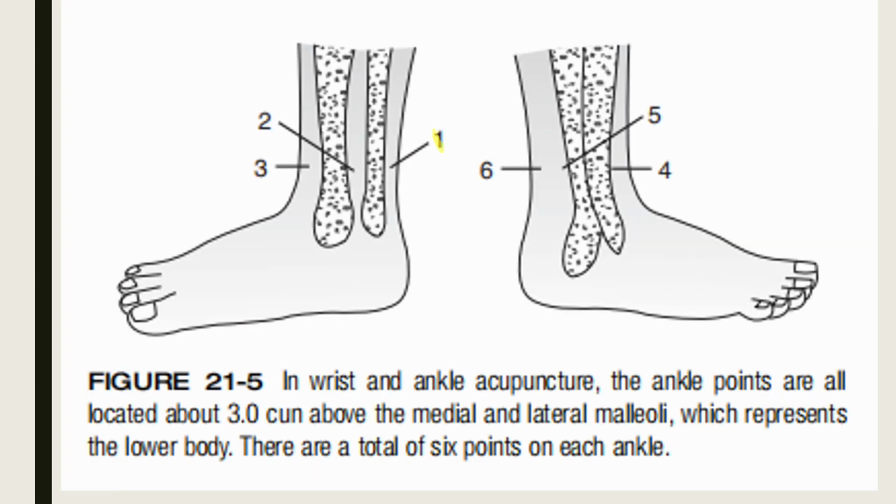Now let's go to the ankle points. There are a total of 6 ankle points located about 3 tsun above the medial and lateral malleolus, around the level of spleen 6, San Yin Jiao, from the medial aspect of the calcaneal tendon to the lateral border of the calcaneal tendon. Lower 1. Location: on the medial aspect, on the distal portion of the leg, at the medial border of the calcaneal tendon.